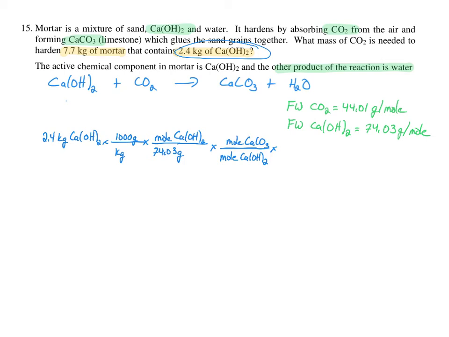Now we want to convert from moles to grams. So we know that each mole of calcium carbonate is 44.01 grams. Before we do the math, let's check our units. Kilograms cancel, grams cancel, moles of calcium hydroxide and moles of calcium carbonate cancel. So we have our final unit as grams.